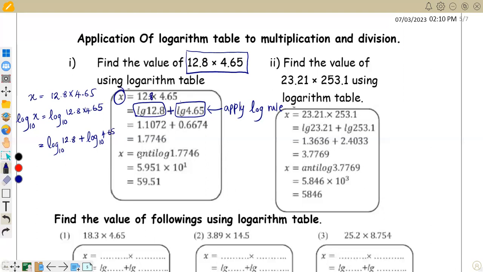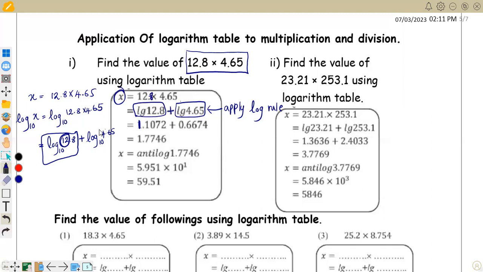Okay. So then after, you have to find the corresponding log value of 12.8. Then what is the characteristic? Here there are only 2 digits. Then 2 subtract 1, it is 1. Then characteristic is 1. Then in the 8th column of 12th row, it is 1072. You can check it using the logarithm table.